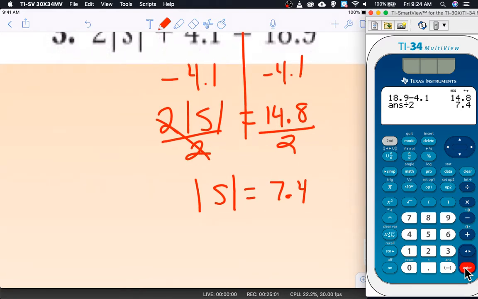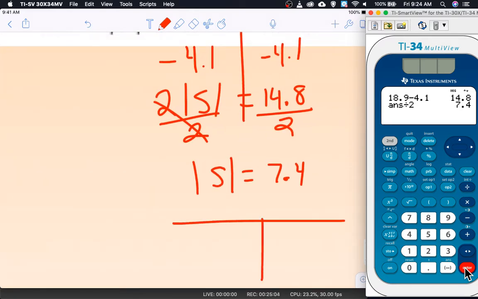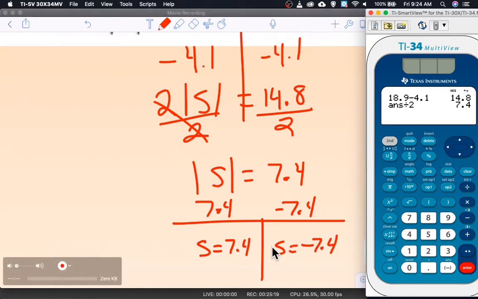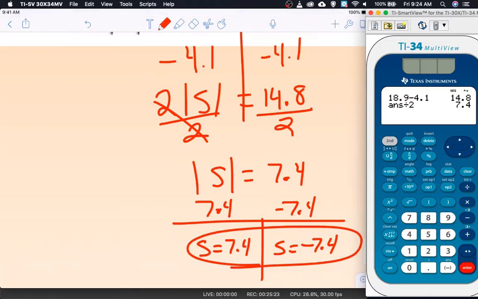And now, when I take this and separate it into those two separate things, one is where this can be equal to a positive 7.4, and one where it's equal to a negative 7.4, which really is just s equals 7.4 and s equals negative 7.4. Since there's nothing else on the inside, it's just these two pieces. And there we have it.